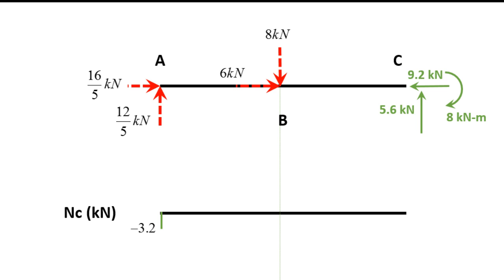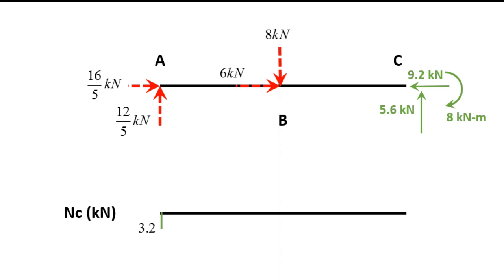Okay, how do I know it's the member in compression? If I take a small cut between A and B, I'll have an arrow pointing to the right from point A, and at the cut, to make the segment in equilibrium, I should have an arrow pointing to the left. So the small segment is in compression, so the whole thing is in compression.